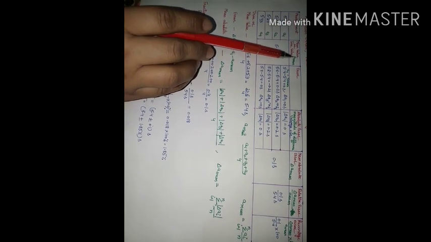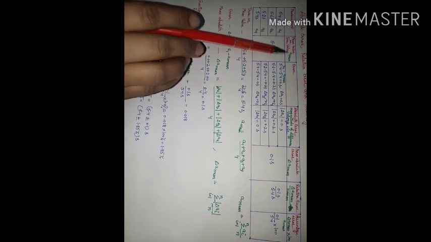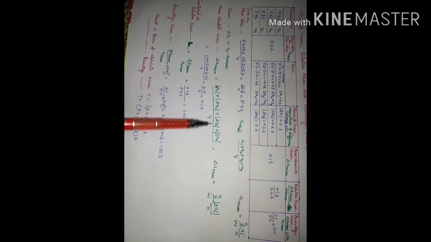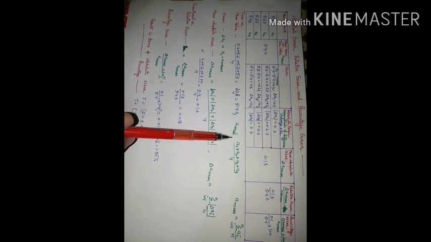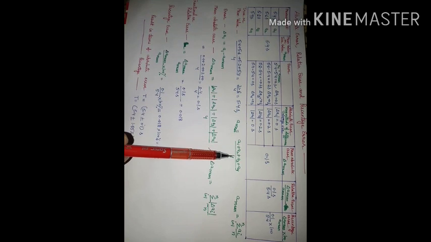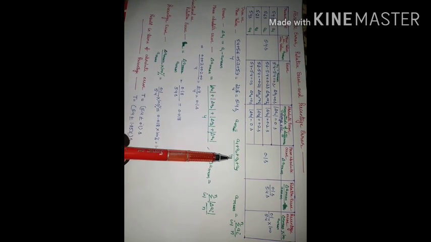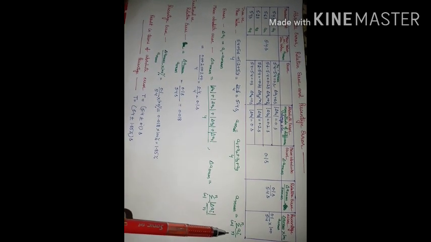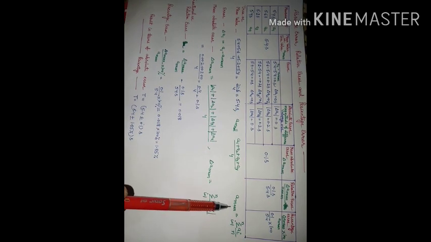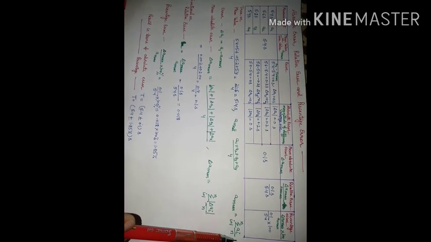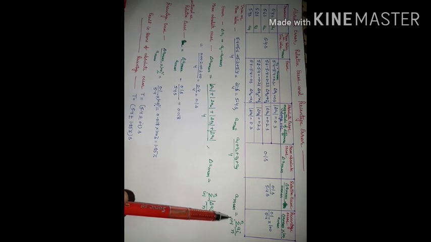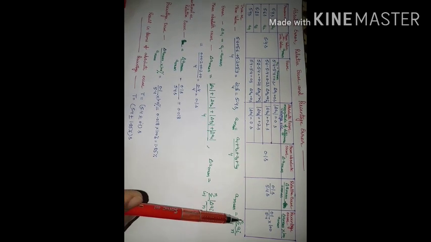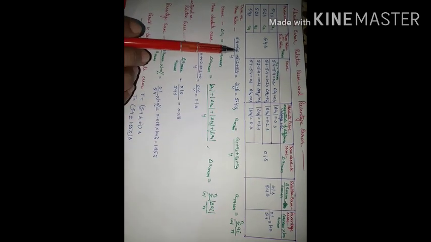This we are going to represent by A mean. The formula is: A mean is equal to the sum of all the readings divided by 4. If you have n observations, measurements and readings, then A mean will be equal to summation of a_i divided by n, where i varies from 1 to n. This is the mean value.